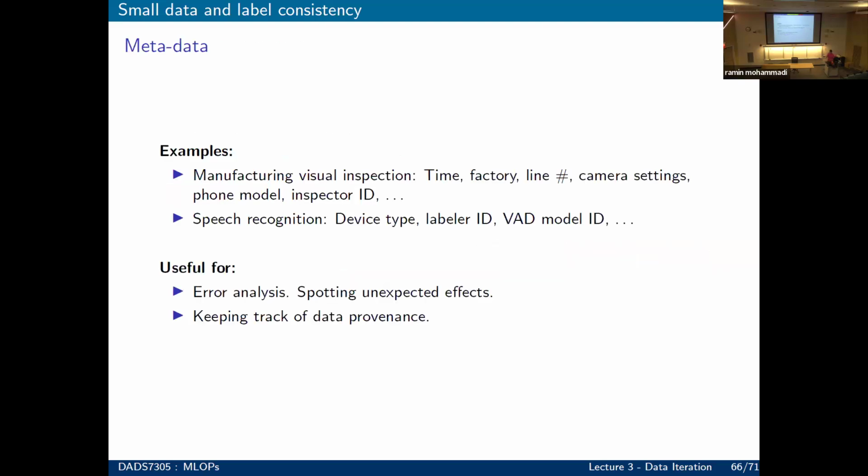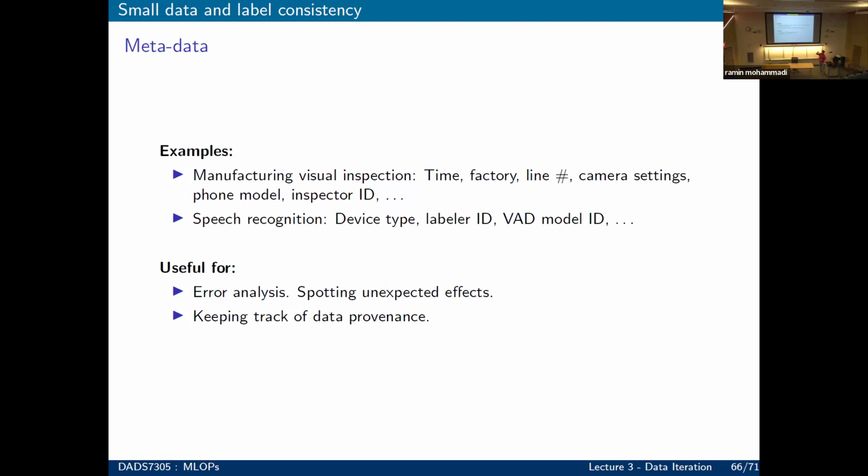Now, let's look at another example. Take the visual inspection that we saw, the cell phones that we were checking for scratches or not. If you think about the metadata that you as an engineer could request to collect, it could be the time, factory line, camera setting, phone model, inspector ID, and so on.